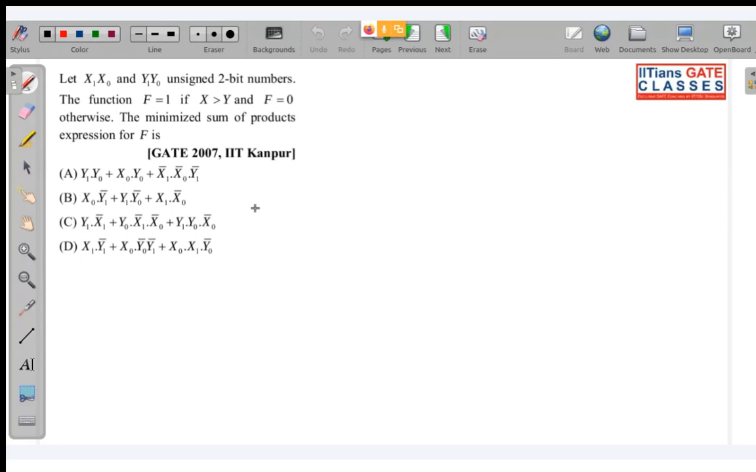So look how we solve this. Here it is given, let x1, x0, y1, y0 be unsigned 2-bit numbers. Means they are normal numbers, not in complemented form. The function f is equal to 1 when x is greater than y and f is equal to 0 otherwise. So here, if this number corresponds to x and this corresponds to y, you need to find the output expression for x greater than y. So either x1 will be greater than y1, or x1 equal to y1 and x0 greater than y0.